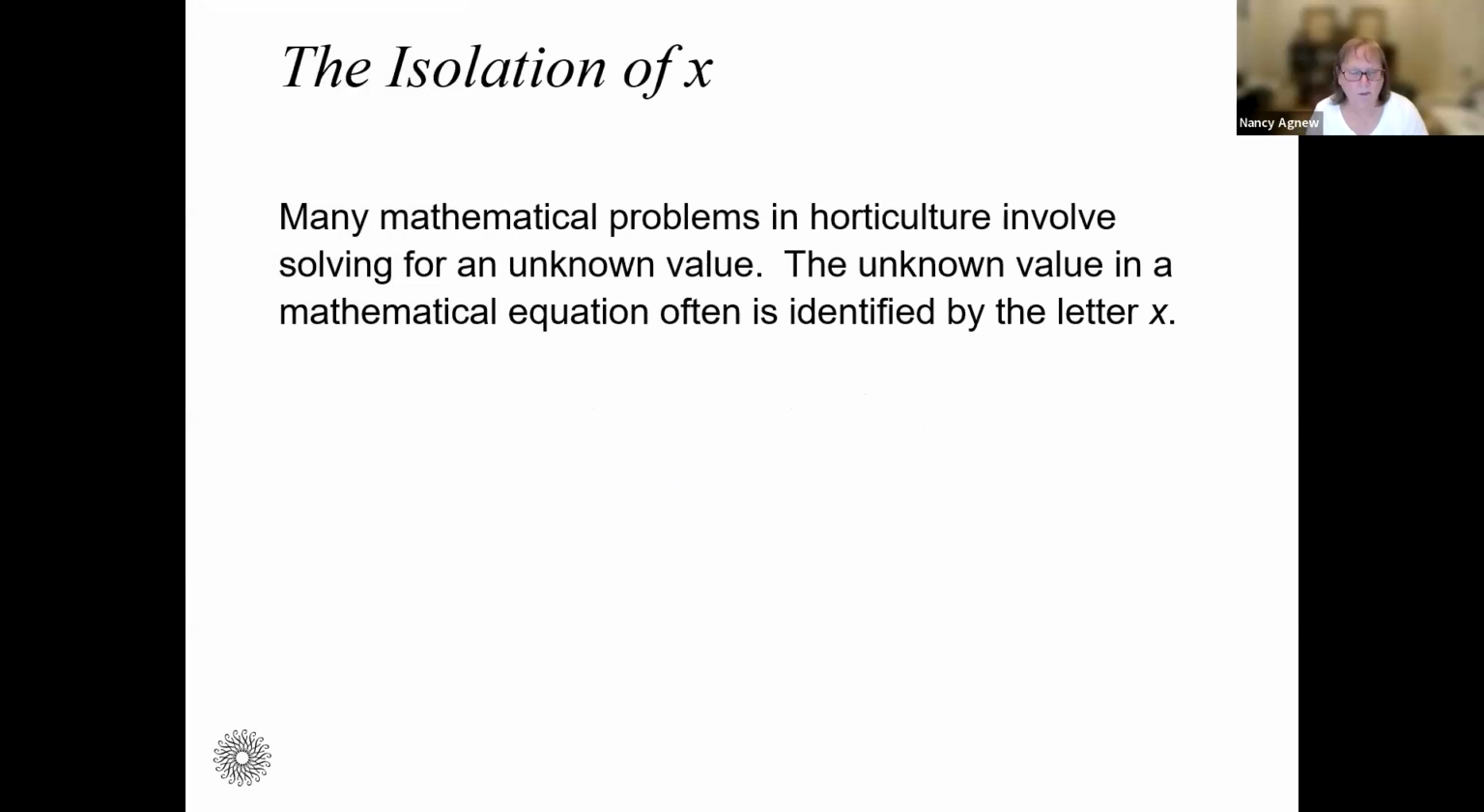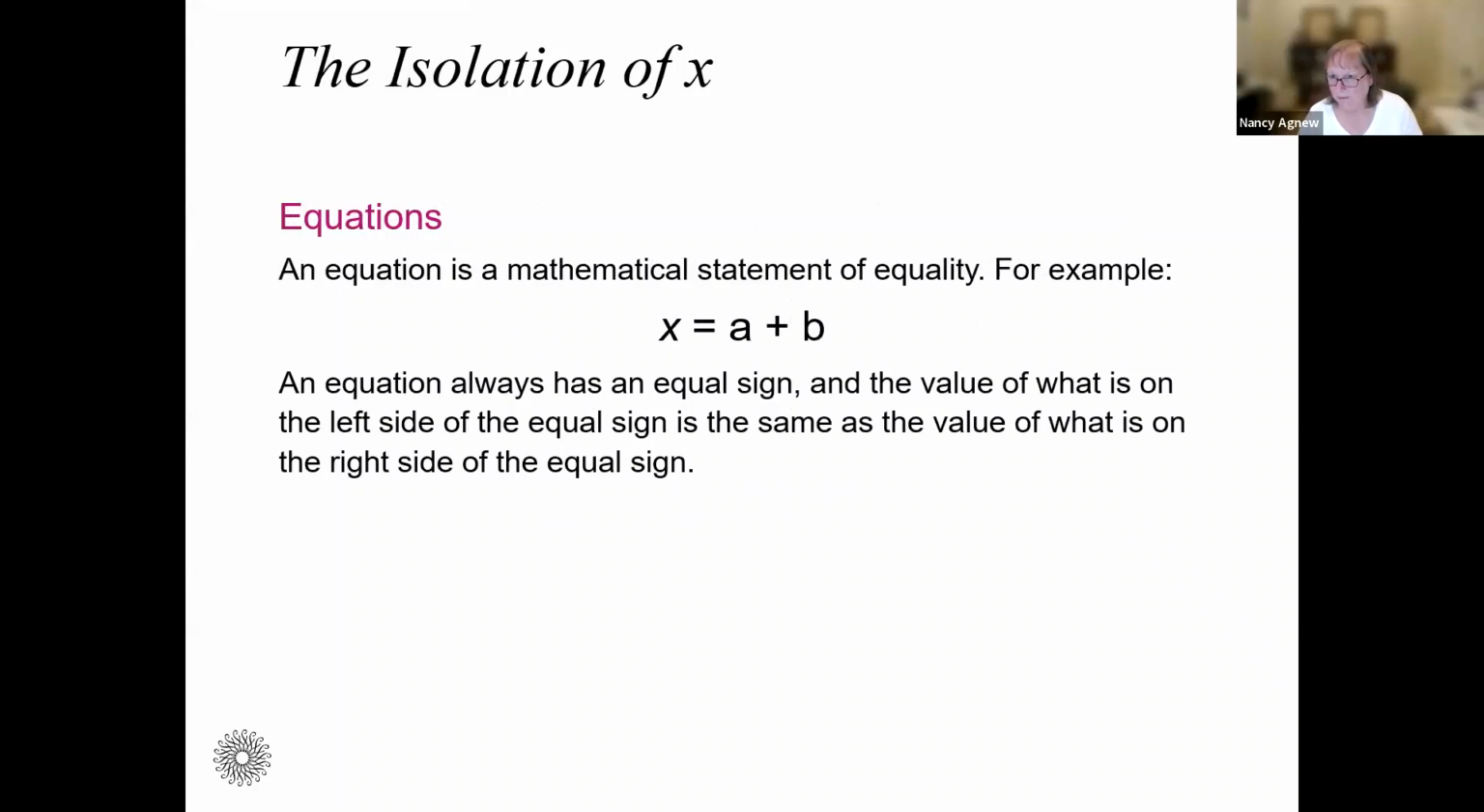All kinds of problems in horticulture involve solving for some unknown value. So just as a reminder, the unknown value in any equation is identified by the letter X. Also as a reminder, an equation is a mathematical statement of equality. So it always has an equal sign, and everything on the left side of the equal sign is equivalent to everything on the right side of the equal sign.